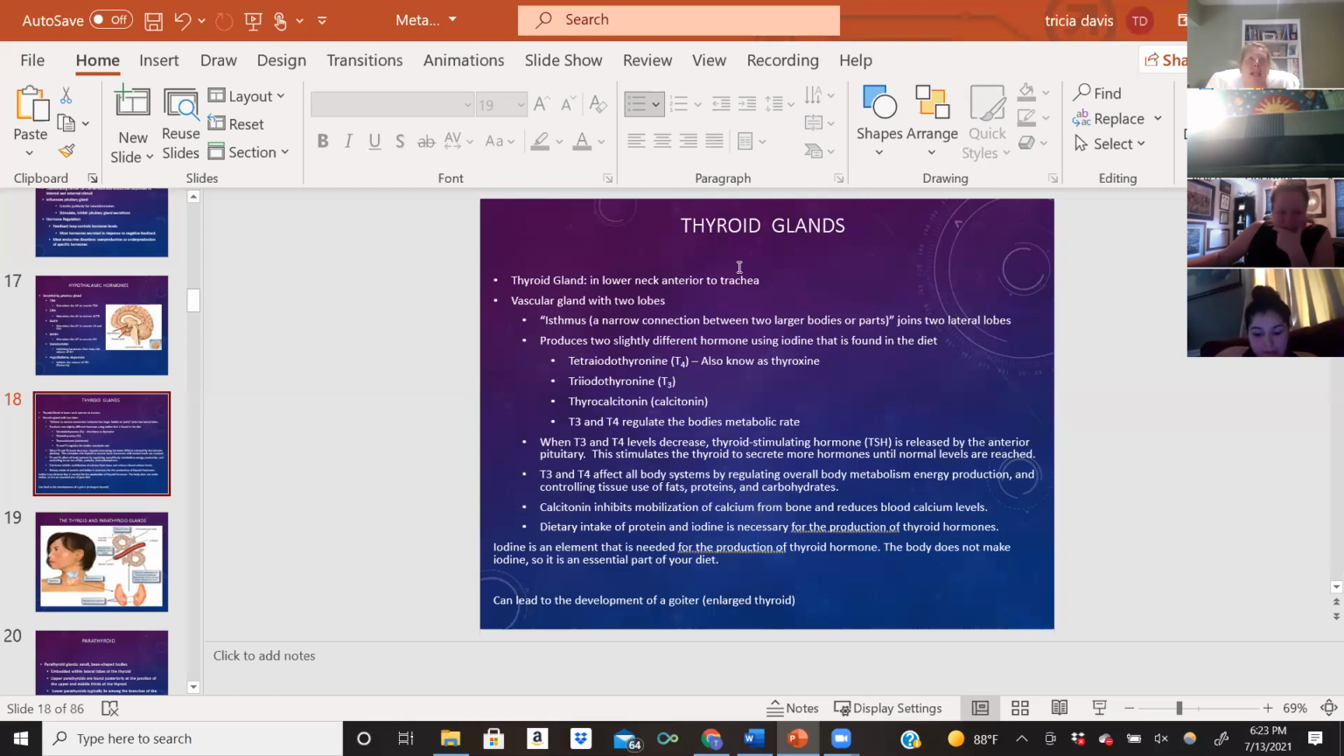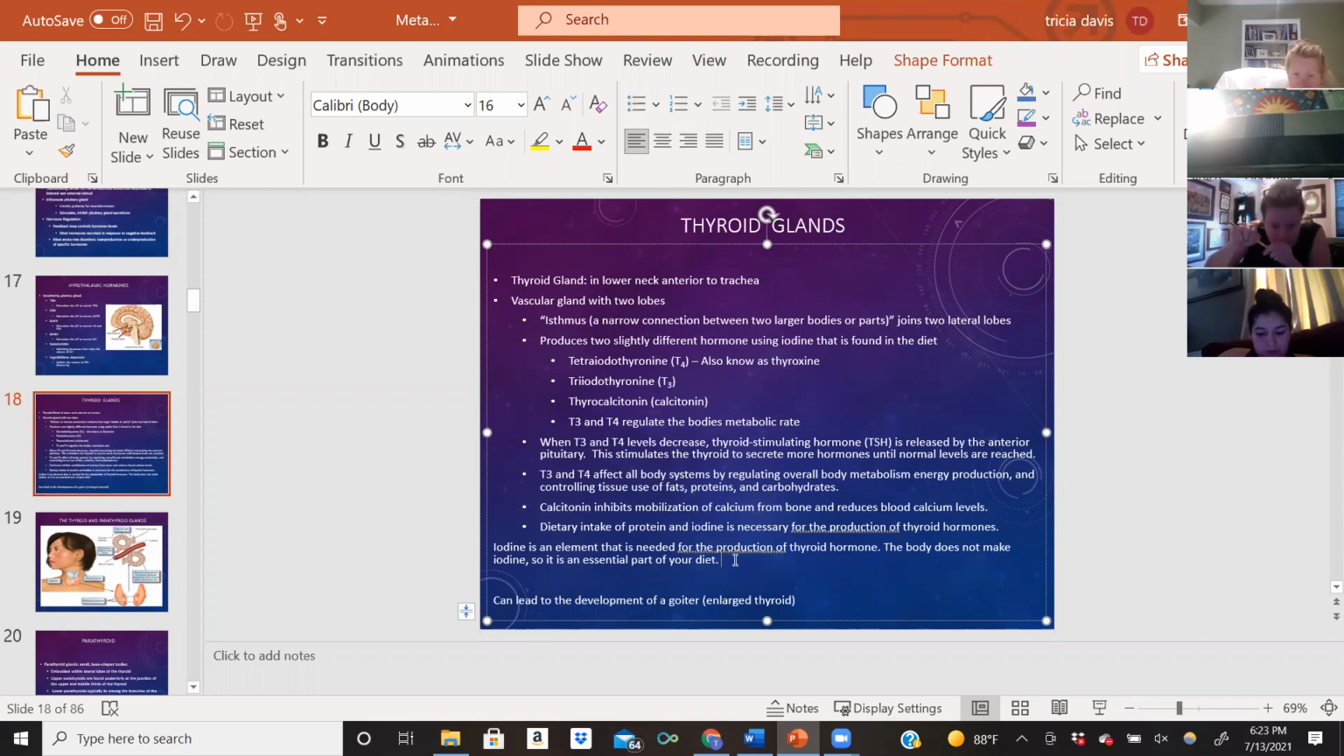It helps determine and control the way we use our fats and our proteins and our carbohydrates in our body. Calcitonin will work to inhibit mobilization of calcium from our bone, and it's going to help reduce our blood calcium levels because we don't want to have a lot of calcium in our blood. Dietary intake of protein and iodine is necessary for the production of thyroid hormone. So iodine is an element that is needed for the production of the thyroid hormone. Our bodies don't make it, so we have to obtain it through our diet.